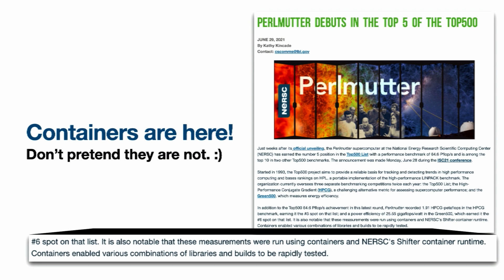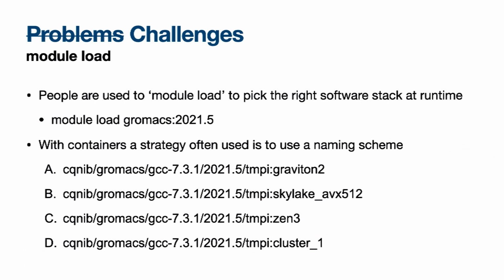The challenge, I think, is that people are used to picking the right binary for the underlying system by module load, right? It was configured by the system admin to pick the right binary for the underlying system. So if you're on Skylake, you will get the GROMACS binary built for this system, and it's a decision that is made at runtime. So you submit a job, you do module load within the job script, and off you go, you get the best binary for the job.